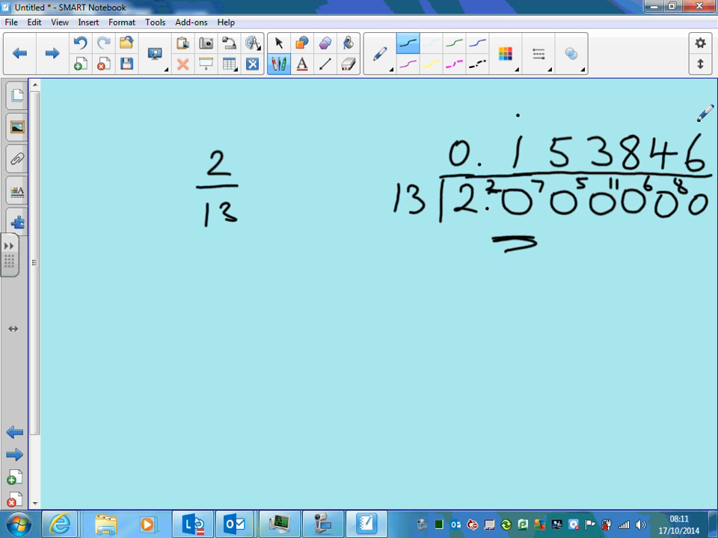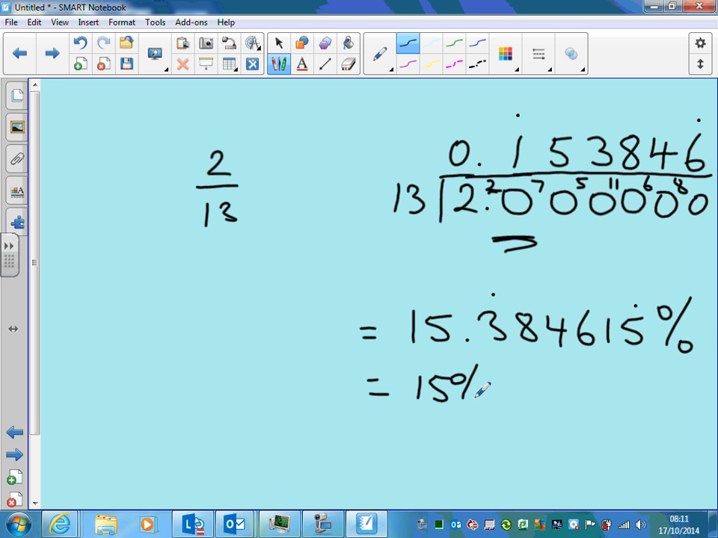Lots of fractions recur as decimals, you'll find. Up till now at school, you've probably been given fairly straightforward ones, but there are lots and lots of them that end up recurring like this, and like the previous one. Times that by 100 to make it a percentage. Decimal point 2 spaces to the right. What do we get? That's right. 15.38461 recurring percent. So the nearest whole number, 15%. For one decimal place, how about that? 15.4%, and so on.